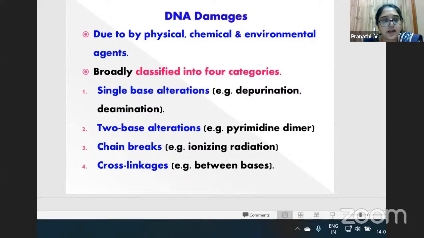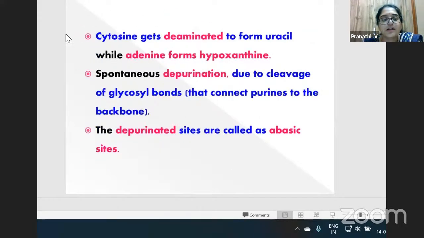Here you can see deamination, where the amino group is removed from cytosine so that you have uracil formation. Then you have spontaneous depurination, wherein cleavage of the glycosyl bond takes place, and the depurinated sites are also called abasic sites.